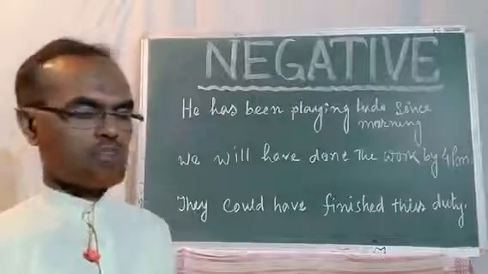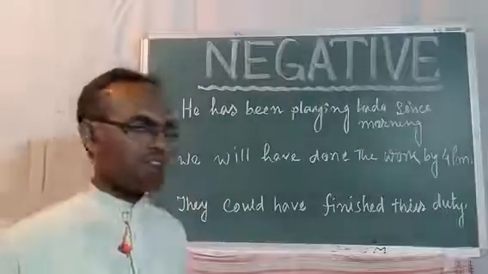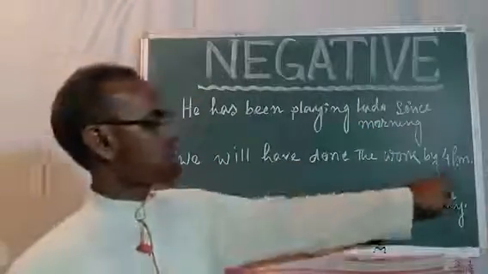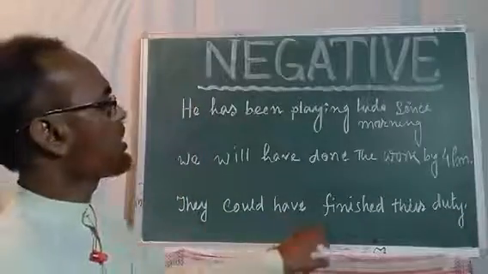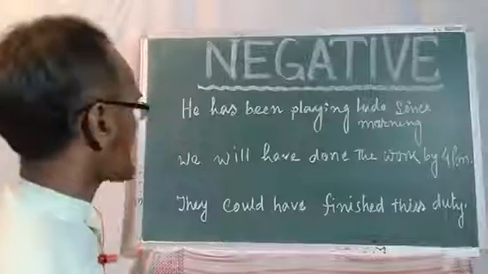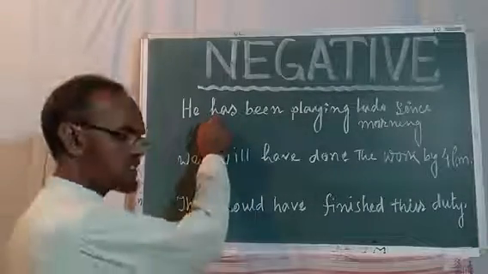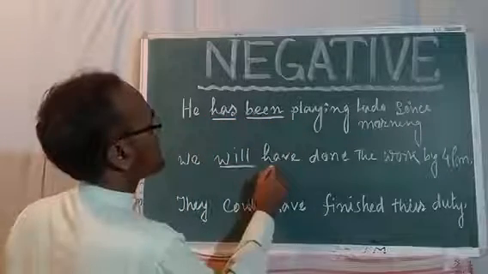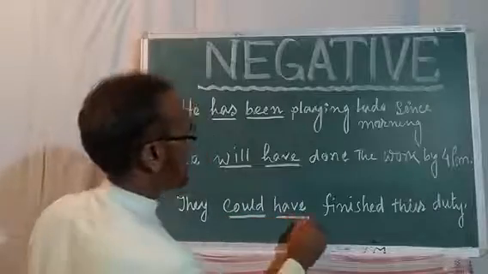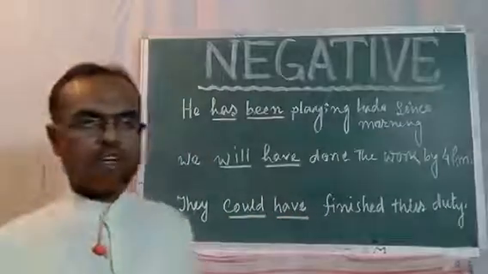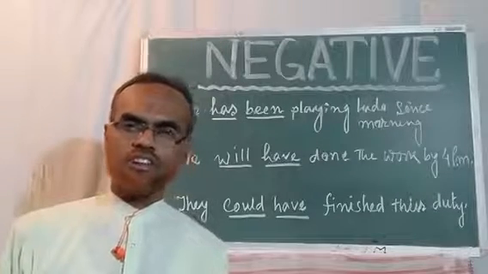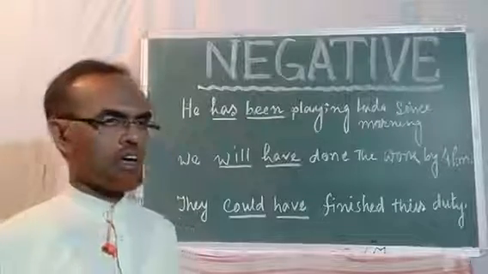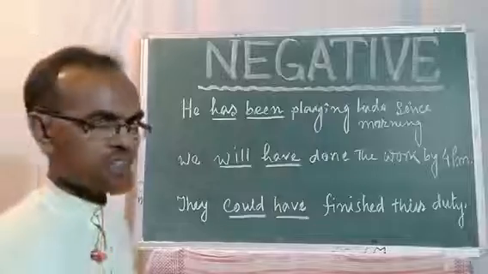I have written here 3 sentences. He has been playing Ludo since morning. He will have done the work by 4 p.m. And they could have finished their duty. In these 3 sentences, we notice that we find double auxiliaries. In every sentence, we find double auxiliaries. Then, if we find double auxiliaries in a sentence, how can we turn those sentences into negative?